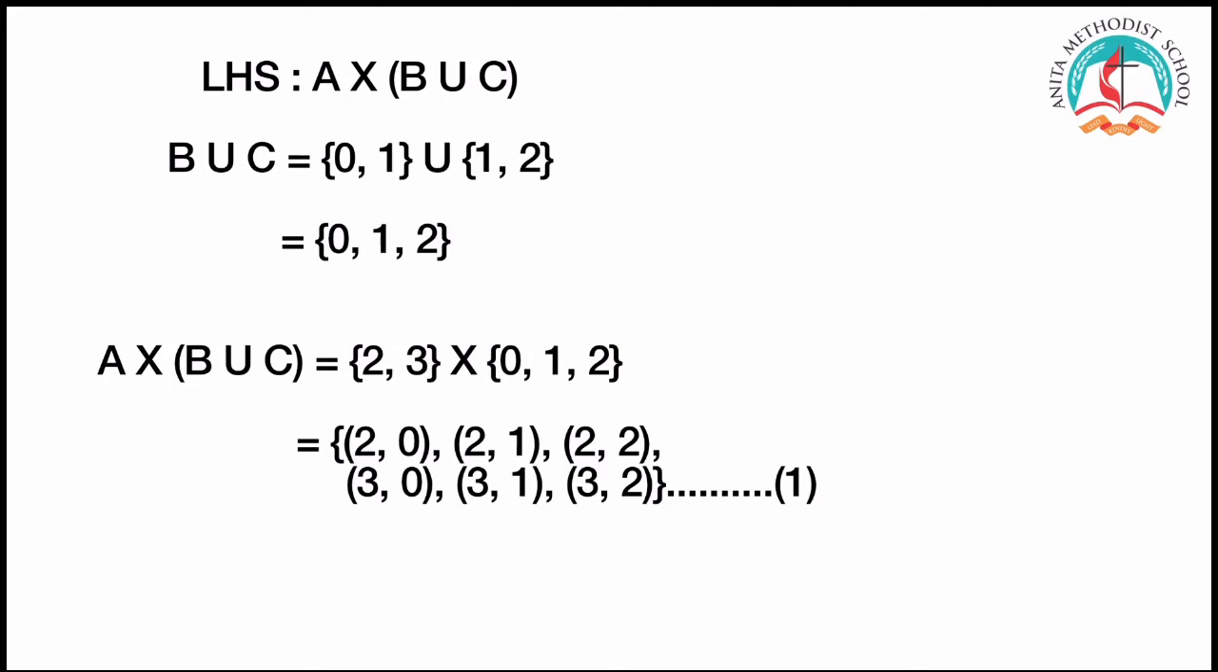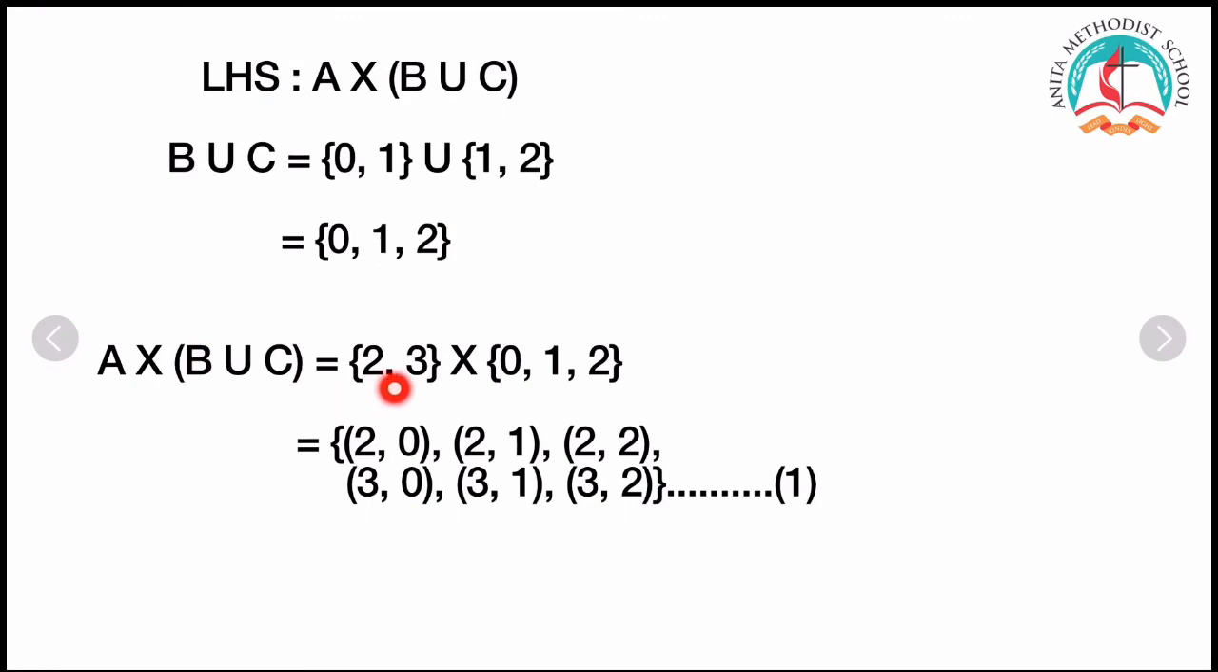Now I have taken here the LHS. LHS is equal to A cross (B union C). Whatever is given in the bracket, that you have to find first. So B union C. What are our B elements? 0, 1 union. C elements are 1, 2. So union means you have to put together all the elements in one set. So you will have 0, 1 in both the sets, so commonly you write only one time. So {0, 1, 2}.